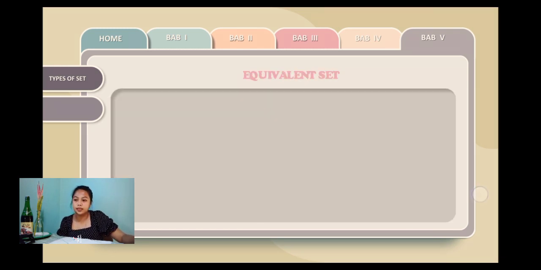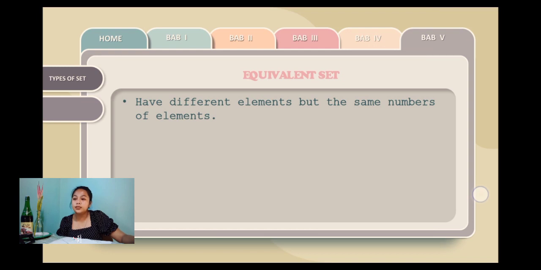Next is equivalent sets. Equivalent sets have different elements but the same number of elements. So, even if their elements are different, the number of elements contained in each set is the same. So, for example, F is equal to 1, 2, 3, 4, 5, 6 and set H is equal to HEART. So, their elements are different because in F there are numbers while in H there are letters. But, they have the same number of elements contained in the set.